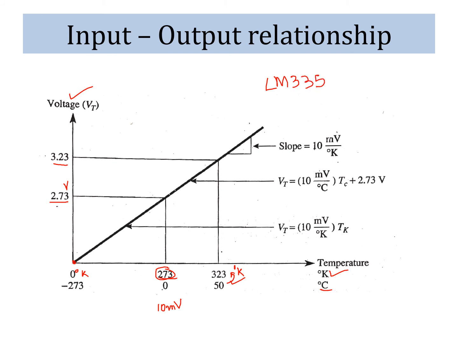LM335. So this is the voltage given as per change in temperature. I can say the output voltage is temperature dependent. So I can say the slope of this input-output relationship is 10 millivolt per degree Kelvin. I can also get one inference if I want to convert this equation into centigrade rather than Kelvin.